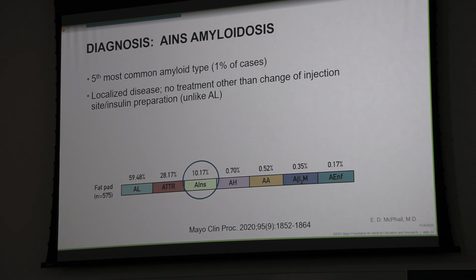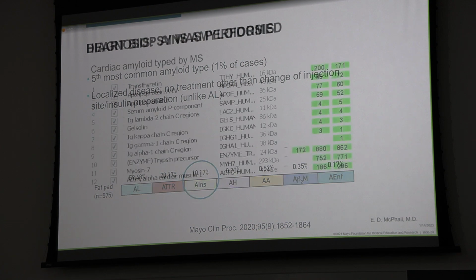It causes decreased absorption of insulin, it causes masses usually, but it's a localized process that basically is a red herring. But if you go back to our paper, of all our fat pad biopsies, although 60% were AL and 30% were TTR, a full 10% were insulin. So this is not that rare. So it's not unheard of that you will encounter this. So this happens, and basically, it's a red herring.